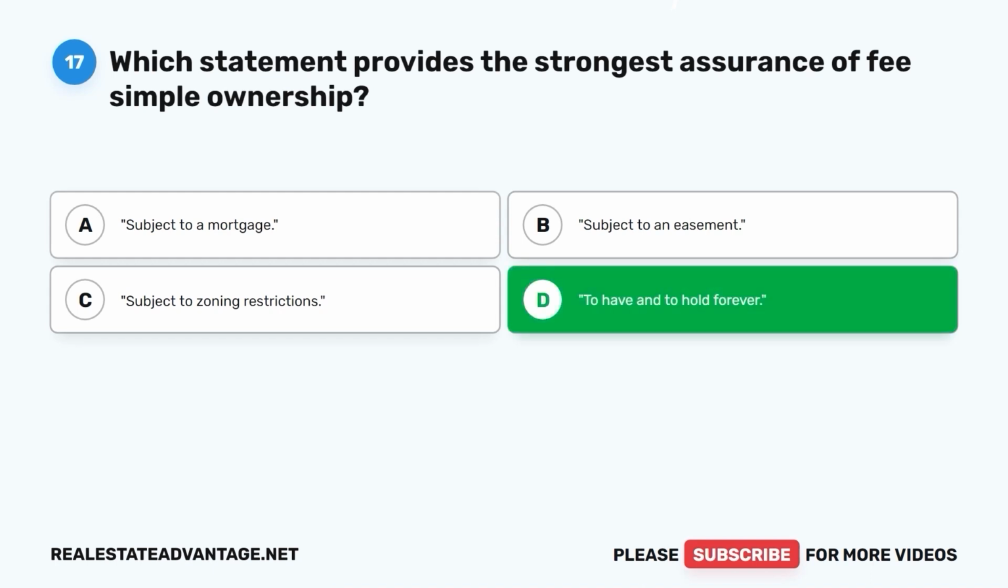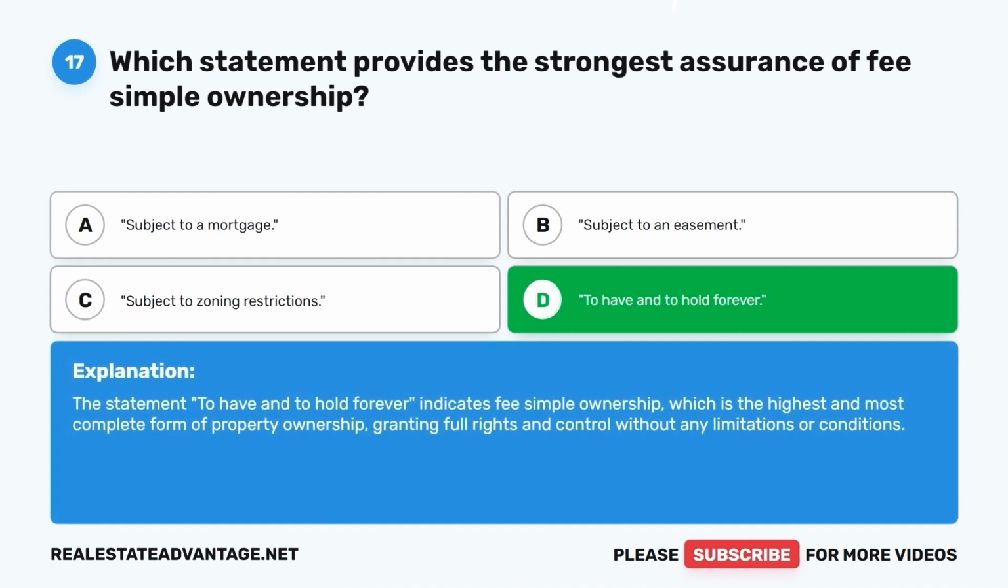To have and to hold forever. The statement to have and to hold forever indicates fee simple ownership, which is the highest and most complete form of property ownership, granting full rights and control without any limitations or conditions.